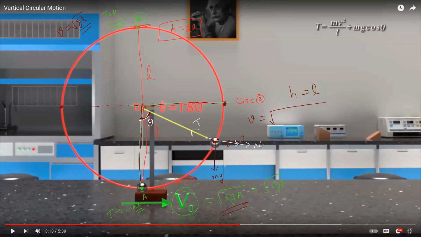And of course, centripetal force is also acting. So centripetal force is equal to mv square by L. Now, the weight of the body is acting in the downward direction, as we all know, so the force will be split into two different components. If here is theta, then here also what is theta? Everybody, here also theta only.